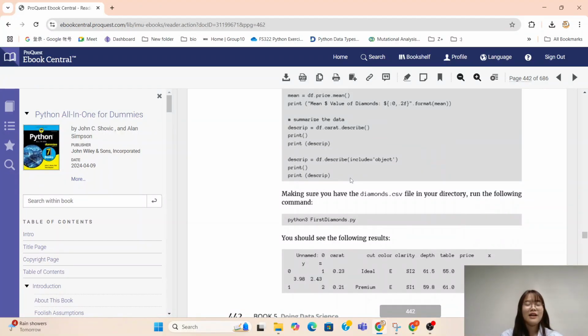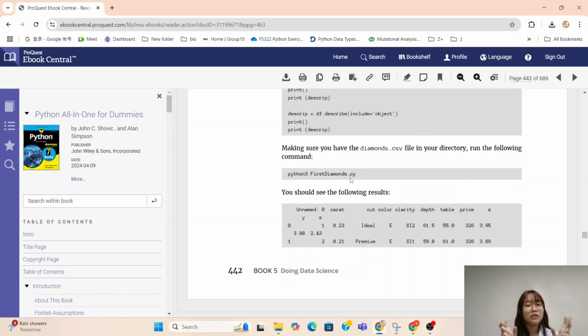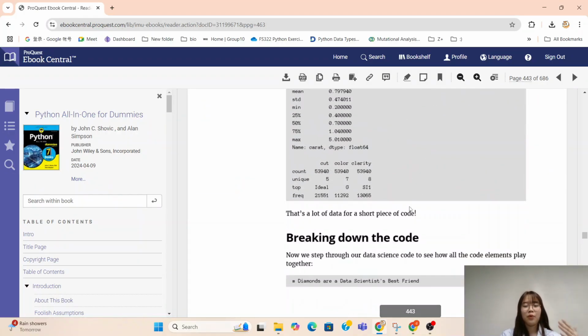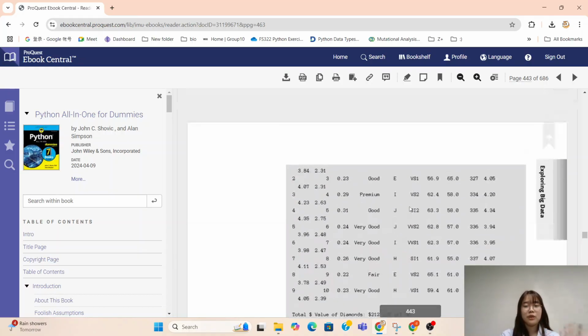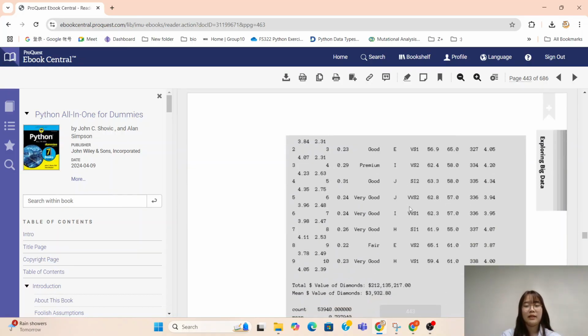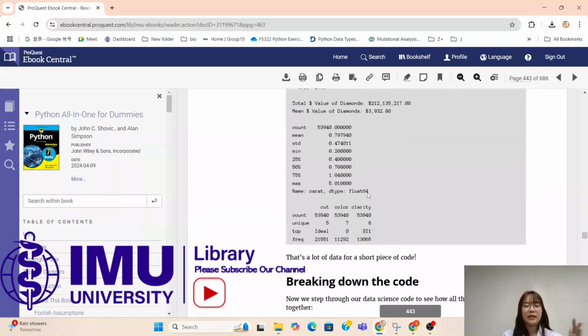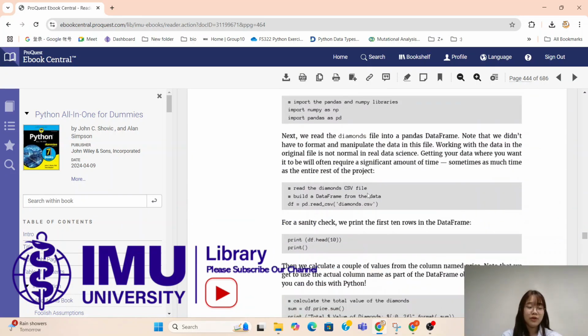It is clearly a For Dummies series, so we can just follow the instructions, and it has a very reader-friendly format with key takeaways and tips. It also provides the output, so we can compare our output and see whether there is any error or difference. We should see the following results, so we can compare, and it's very user friendly for me.